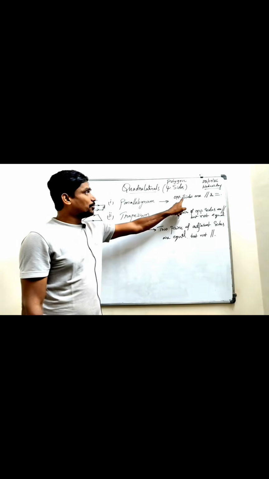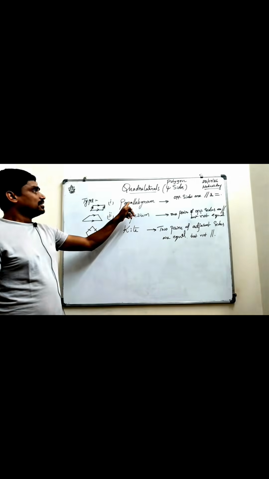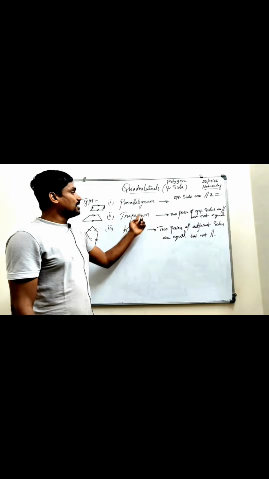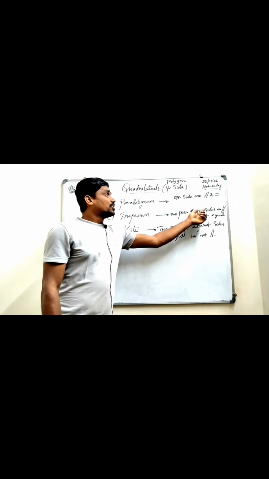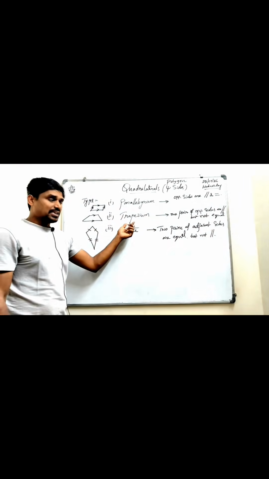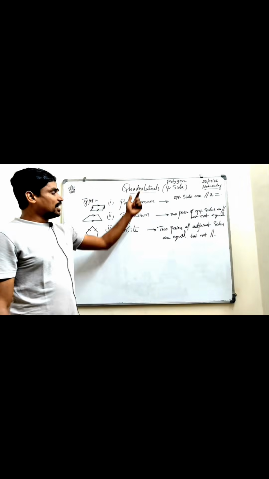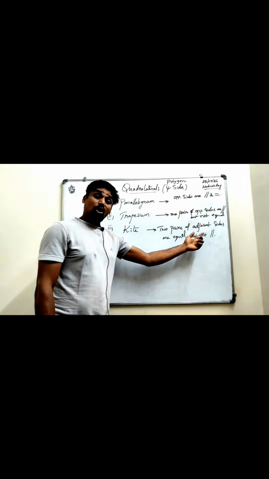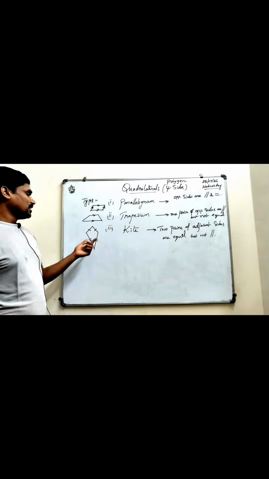A quadrilateral with opposite sides parallel and equal is specially called a parallelogram. Next, a quadrilateral with one pair of opposite sides parallel but not equal is called a trapezium. A quadrilateral with two pairs of adjacent sides equal but not parallel is called a kite.